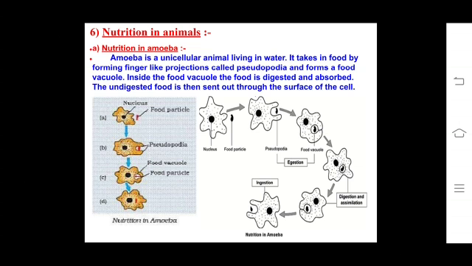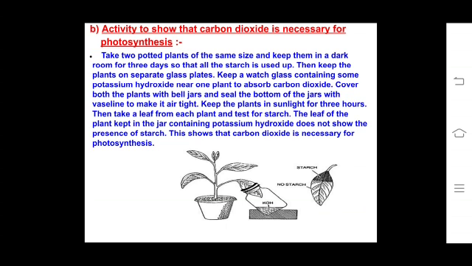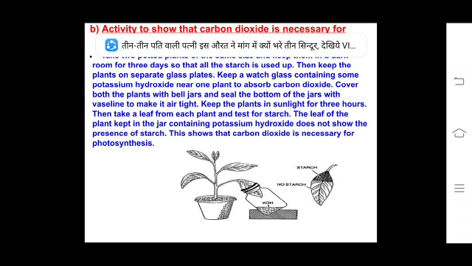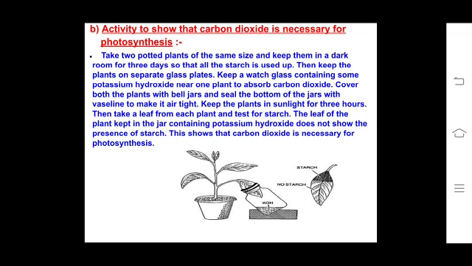So in between, before we go to nutrition in other animals, one more experiment. If you see your textbook page number 97, based on the two activities performed above, we have to design an experiment to demonstrate that sunlight is essential for photosynthesis. The images for this experiment I will send you on the WhatsApp group, but let us discuss that.